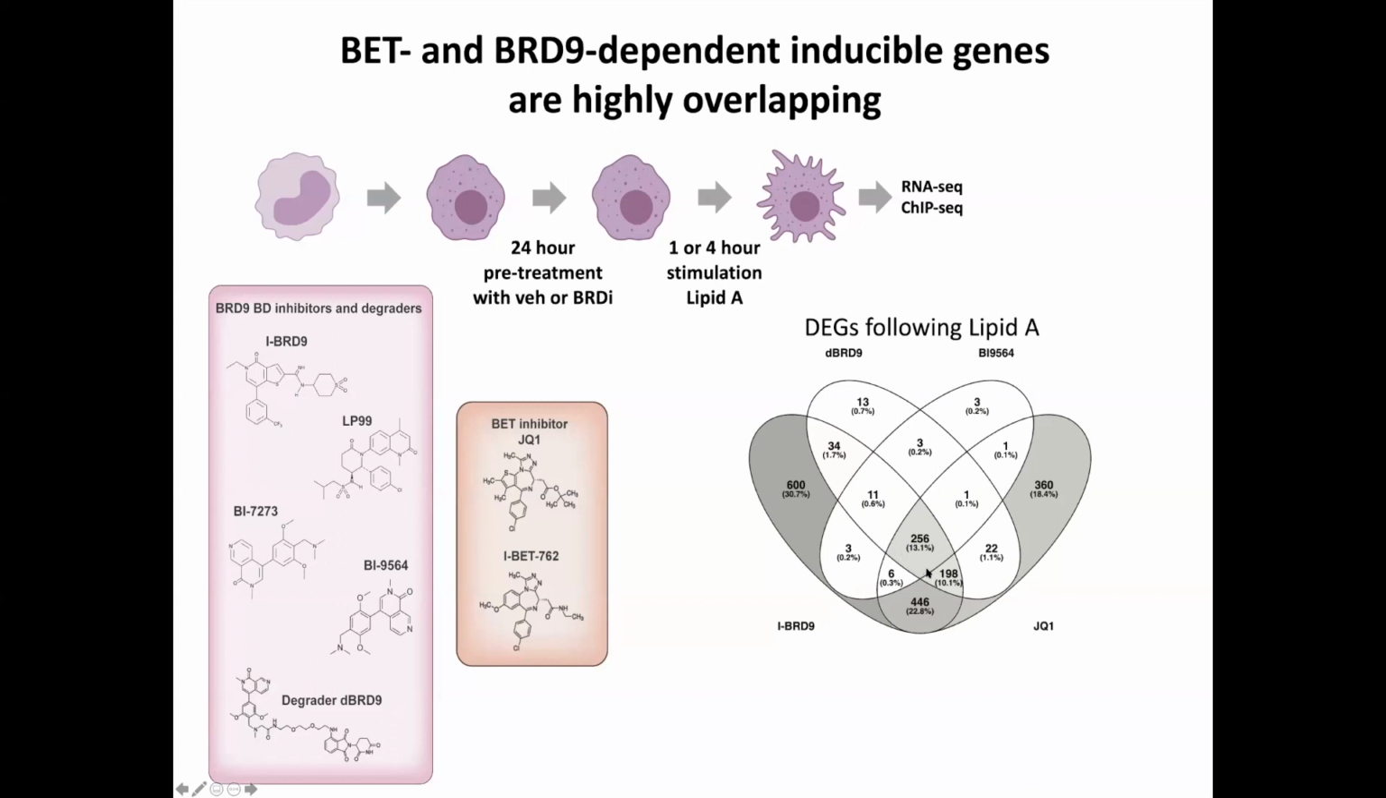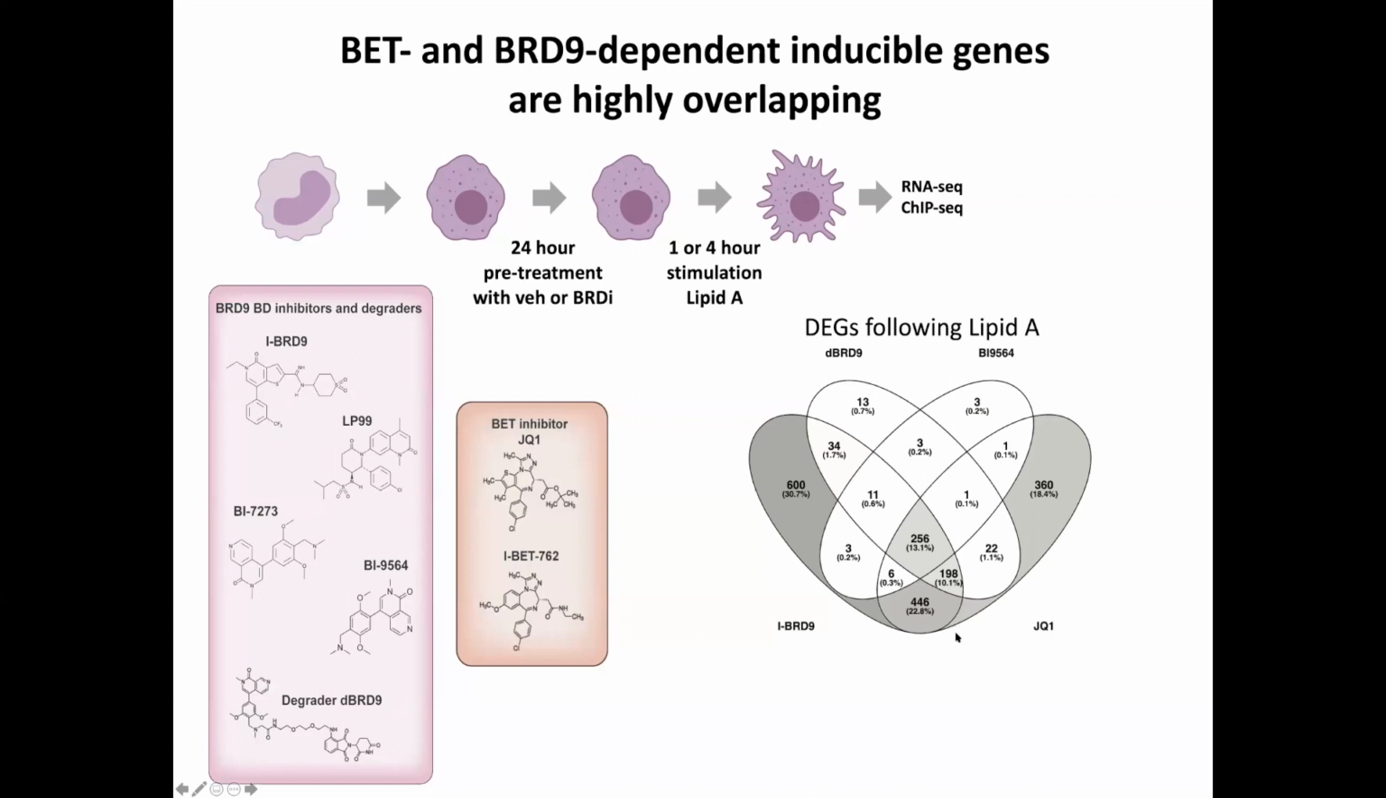What you can also appreciate is that dBRD9 and BI9564 have a highly overlapping gene signature, which is comparatively less potent than that of iBRD9 or JQ1, which again affect many more genes and converge on a common set of genes that is not affected by the other 2 inhibitors. So this started to look like these inhibitors might have different mechanisms of action, and we were curious as to what those might be.